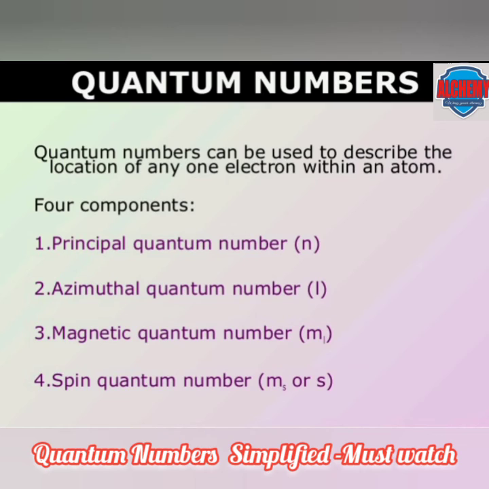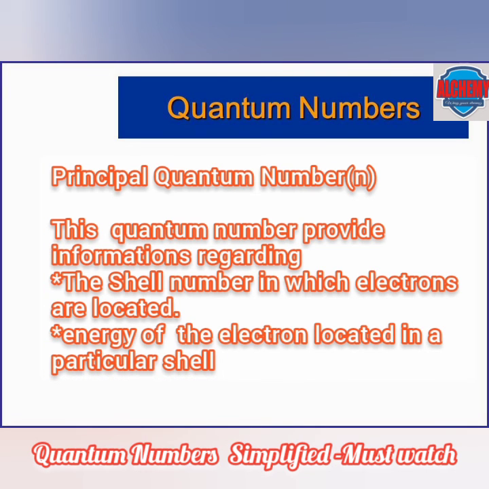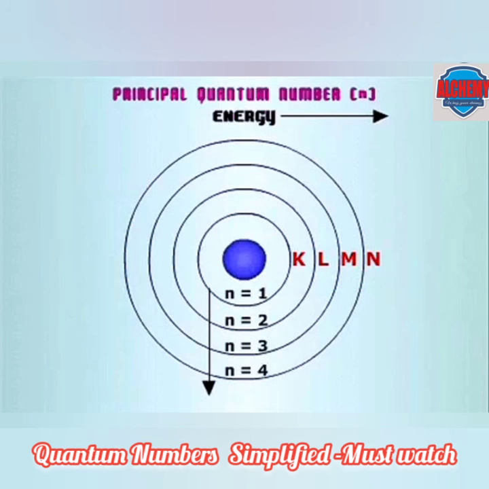There are four quantum numbers: principal quantum number, azimuthal quantum number, magnetic quantum number, and spin quantum number. The first quantum number is the principal quantum number, denoted by the symbol n. This quantum number provides information regarding the shell number in which the electrons are located, and also the energy of the electron located in a particular shell. The shell number is represented by the symbol n.